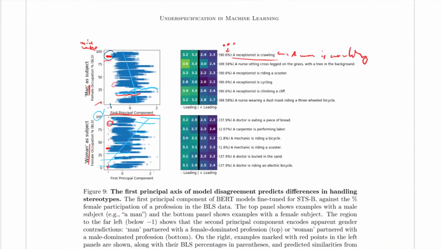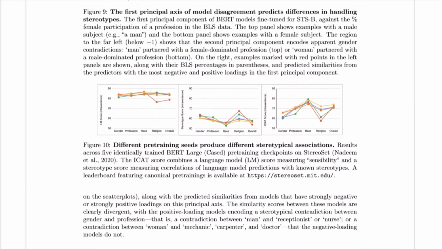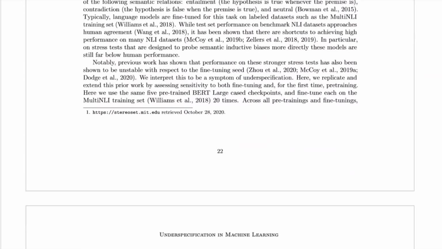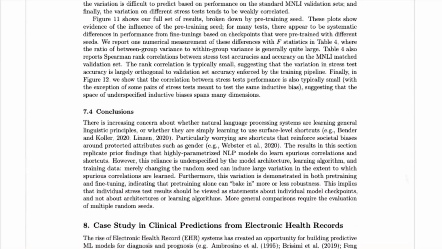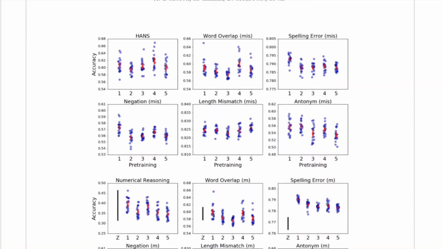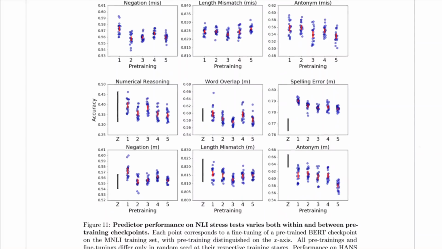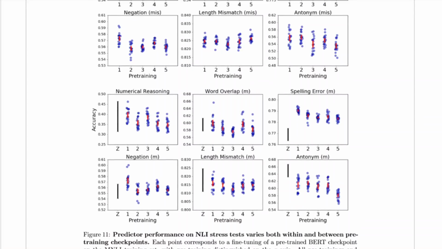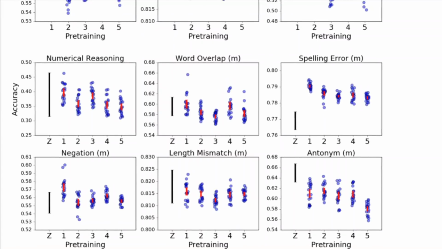But again, I feel that this might be just a problem of domain shift rather than what they're claiming. And lastly, they have a test on these other stress tests that are also NLP stress tests. And you can see that the models perform quite differently. So there's a spread right here.